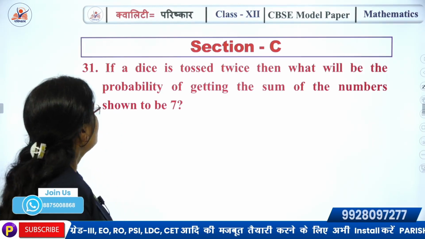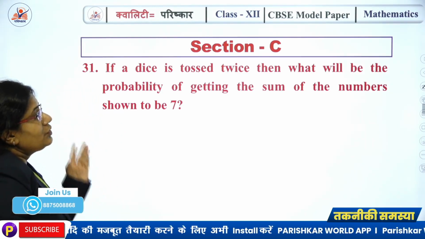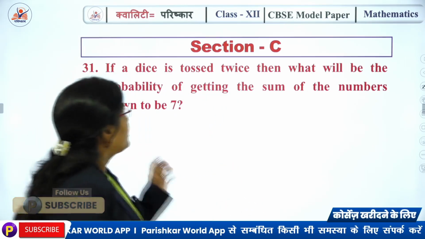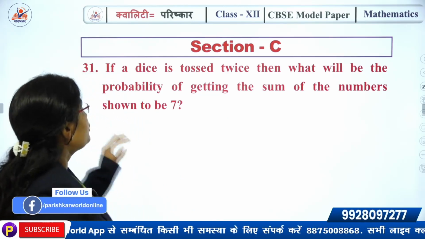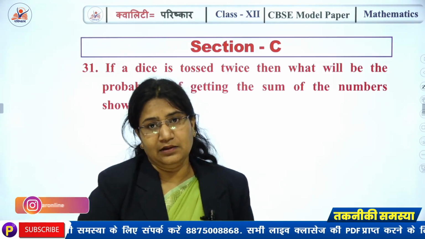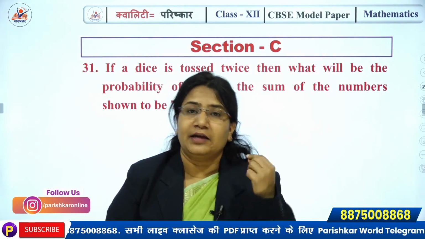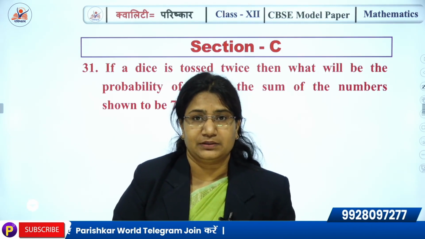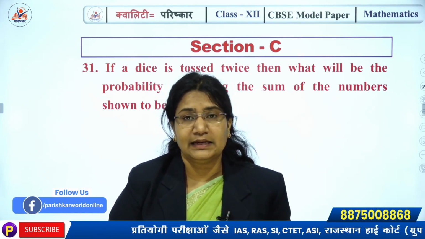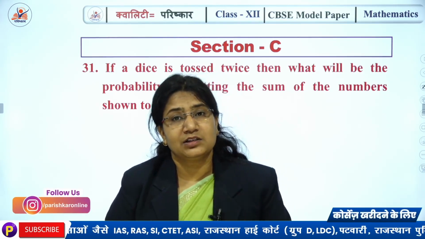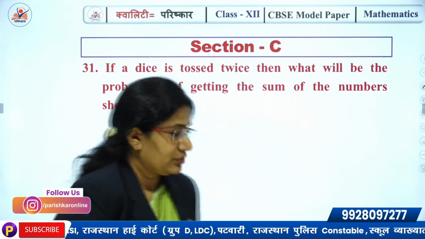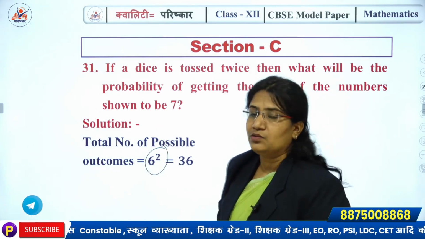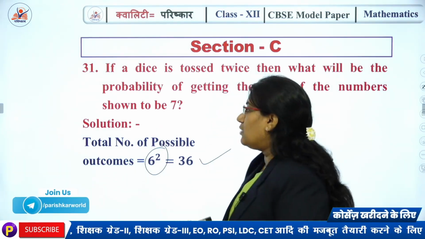Now next question is, if a dice is tossed twice, a dice is tossed 2 times, then what will be the probability of getting the sum of the numbers shown to be 7? Suppose a dice is tossed 2 times. The first time you toss, you can have 6 positions, 1, 2, 3, 4, 5 and 6. The second time also you will have 6 possibilities. That means the total number of possible outcomes is equal to 6 into 6, that means 36.